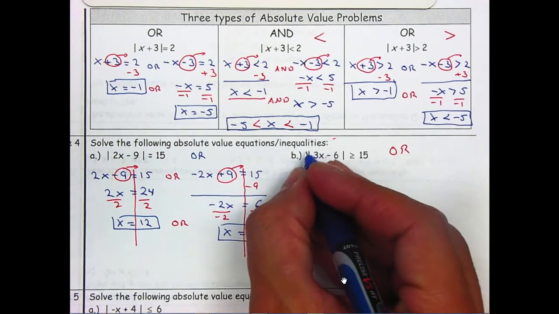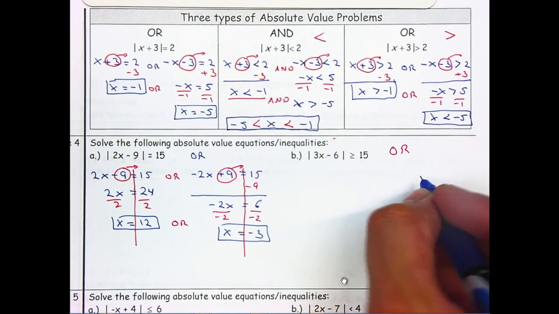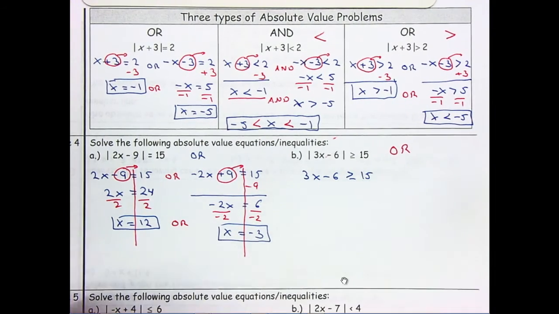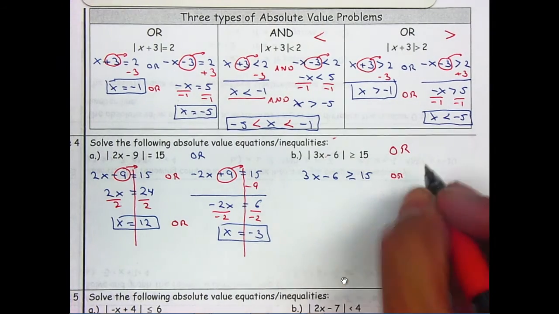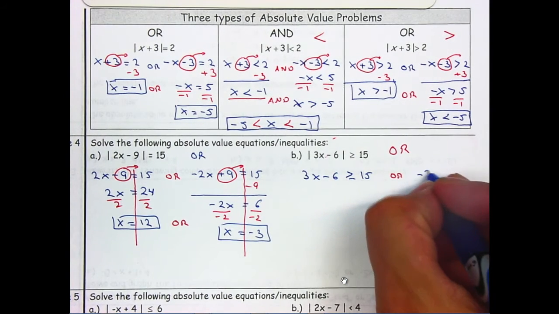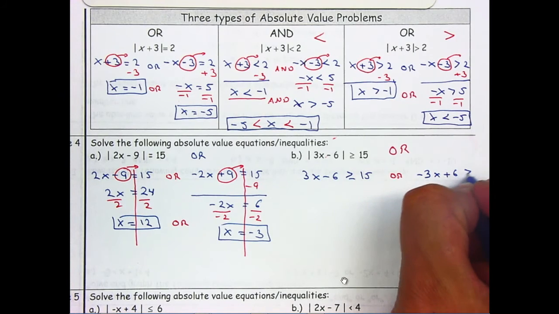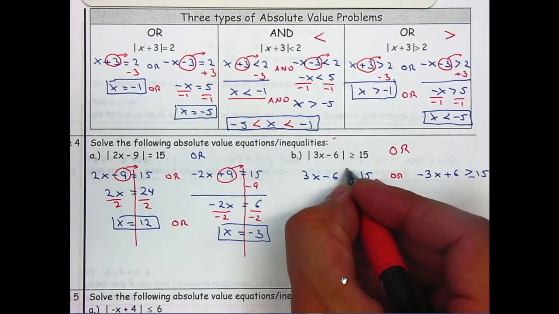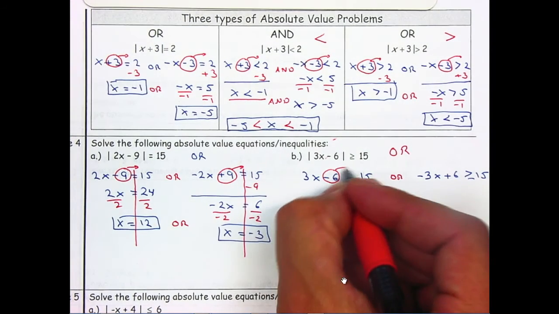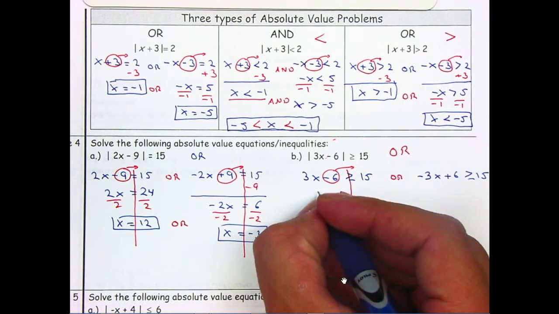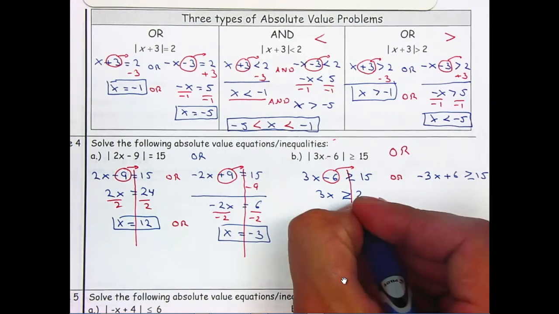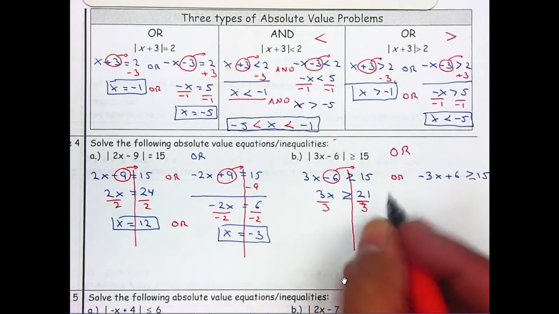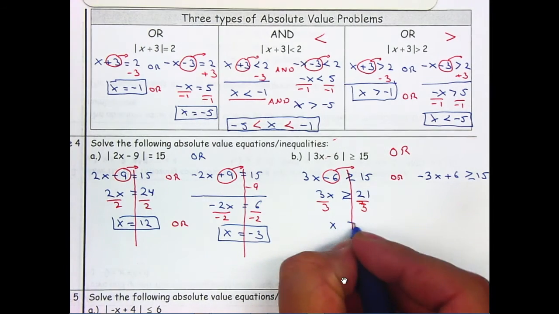Let's go and rewrite it. If it's absolute value, remember we have to have two solutions. So this will be 3x minus 6 is greater than or equal to 15. Or negative 3x plus 6 is greater than or equal to 15. And we're going to solve each of the inequalities separately. Move the 6 to the right, becomes a positive 6. So you have 3x is greater than or equal to 21. We divide by 3. So we have x is greater than or equal to 7.